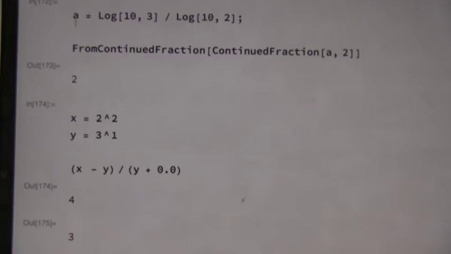So I'm going to define a number a here to be log base 10 of 3 divided by log base 10 of 2, and then I'm going to start looking at continued fractions of that number. The first, with two terms, I get just the number 2. And if I do 2 squared and 3 to the 1, I get 4 and 3, and I get a difference of 1, and the difference is 1/3 of the smaller number. Okay. So even though they differ by 1, they're sort of still far apart. 1's kind of a big number compared to 3 and 4. You see what I'm saying?